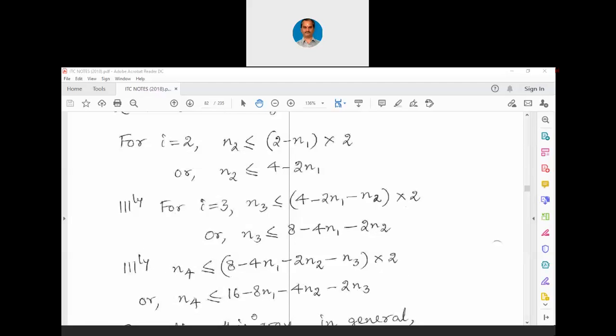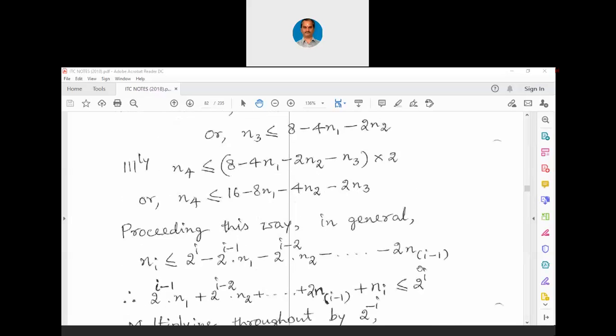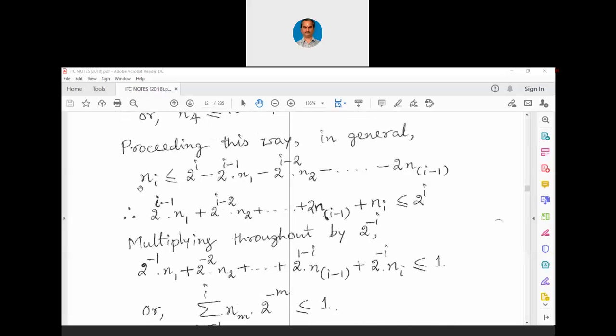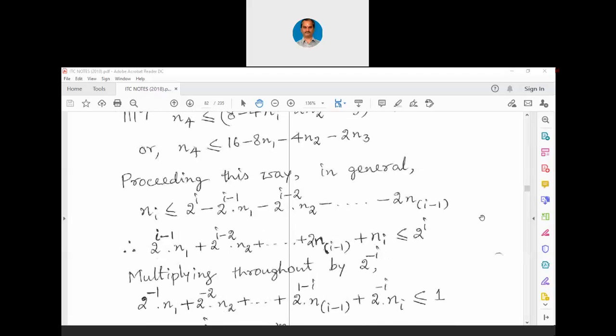Or N4 is less than or equal to 16 minus 8N1 minus 4N2 minus 2N3. So, proceeding this way in general, we can write this expression as Ni is less than or equal to 2 power I. You can relate the upper line N4 with this. Ni equals 2 power I. See, N4 and you have 16. 16 is 2 power 4. And 8 is 2 power 3. 4 is 2 power 2. 2 is 2 power 1.